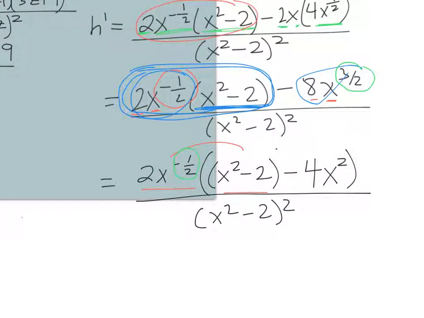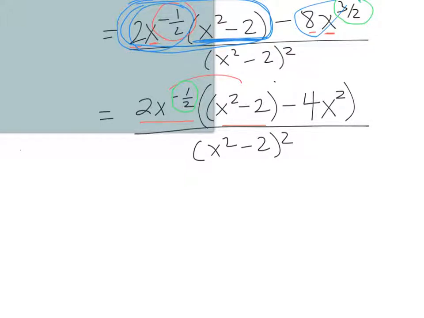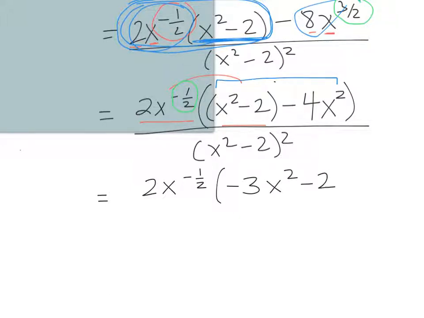This is easier than expanding and then factoring. It just is. You don't have to do that expansion. So you're pulling something out, and then right away, what you have inside the bracket there is significantly easier to factor or to deal with. You don't have to expand crazy stuff anymore. Okay, so I have 2x to the negative 1/2. And if I combine that stuff, I have x squared minus 4x squared, which is 3x squared, minus 2, over x squared minus 2 squared.